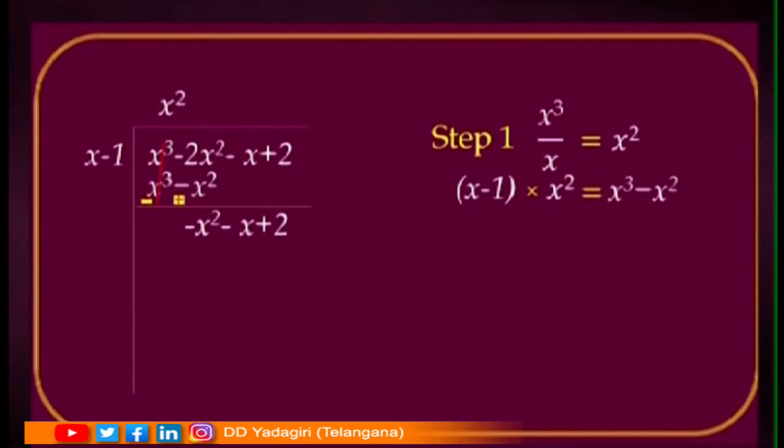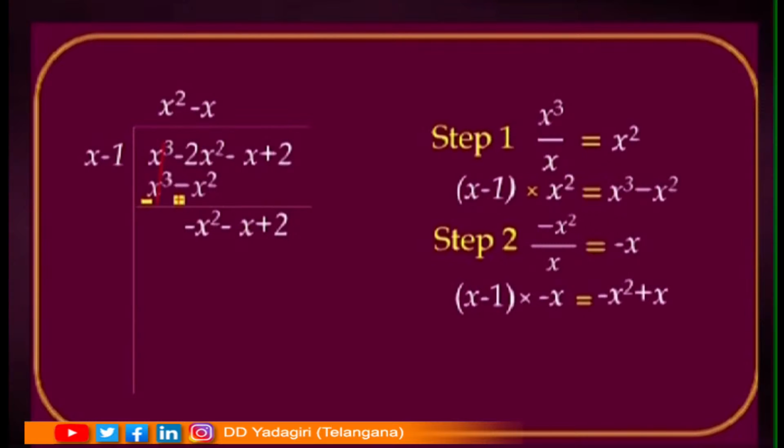The first term is minus x square. So divide minus x square by x. You get minus x. That is the next term of the quotient. Multiply x minus 1 with minus x. You get minus x square plus x. Now you can cancel minus x square plus x square, and you get minus 2x plus 2.